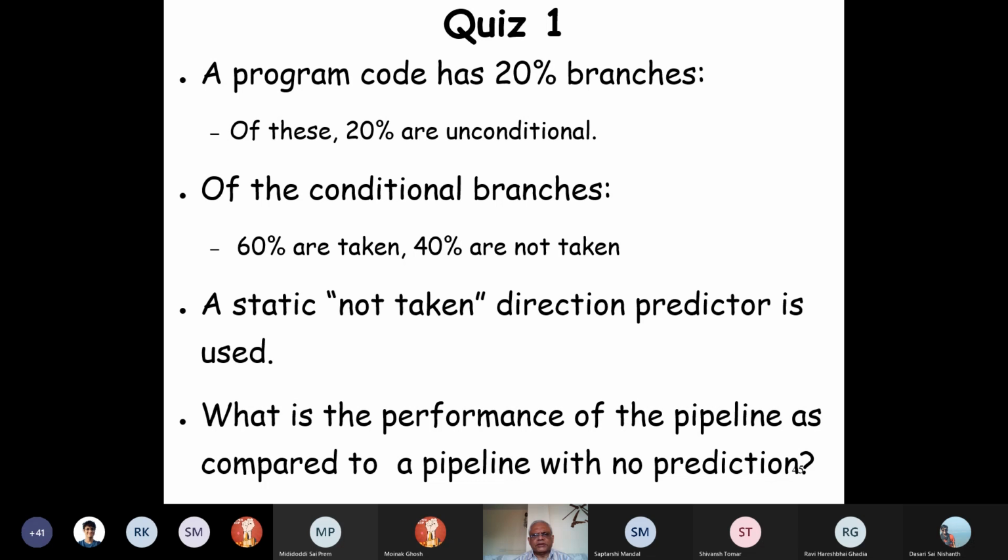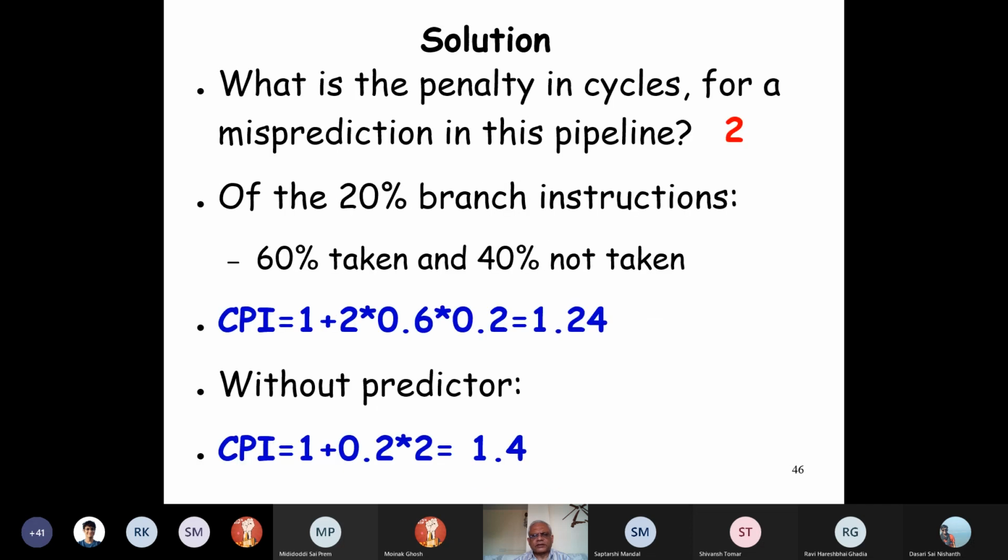Now let's do this quiz. 20% branches, 60% taken, 40% not taken. A static not taken predictor is used in the simple MIPS pipeline. What is the performance penalty? Again, we are short of time, so I'll just have the solution here. We need to know that there is a 2 cycle penalty for a misprediction, and then we can easily compute this. Please go through it.